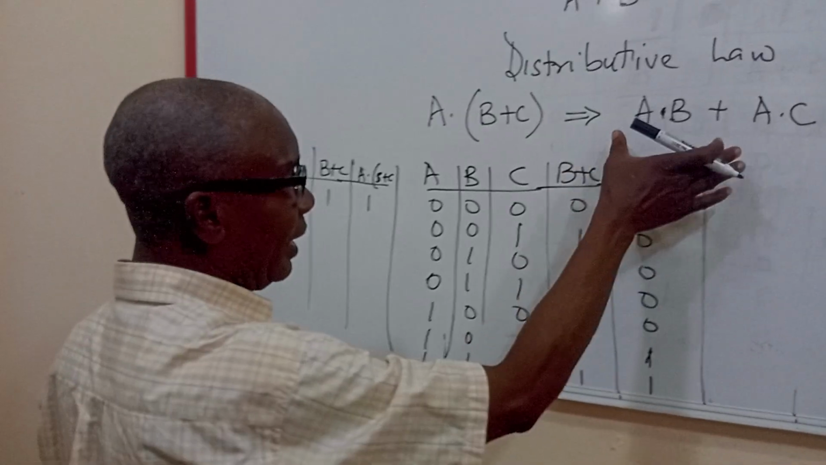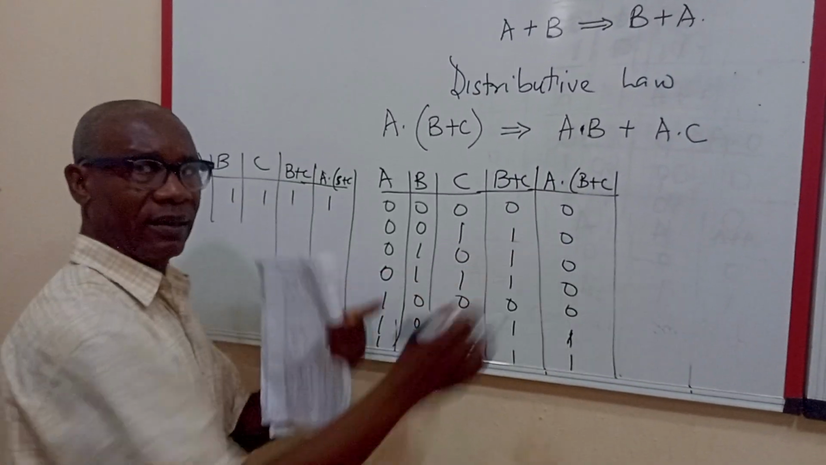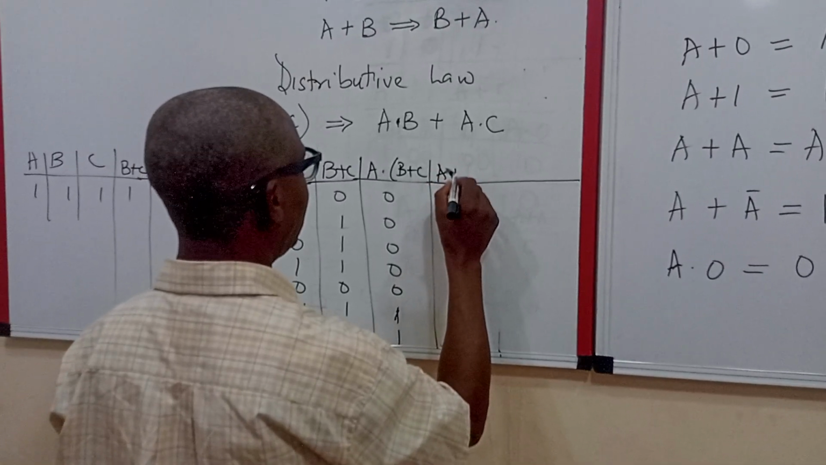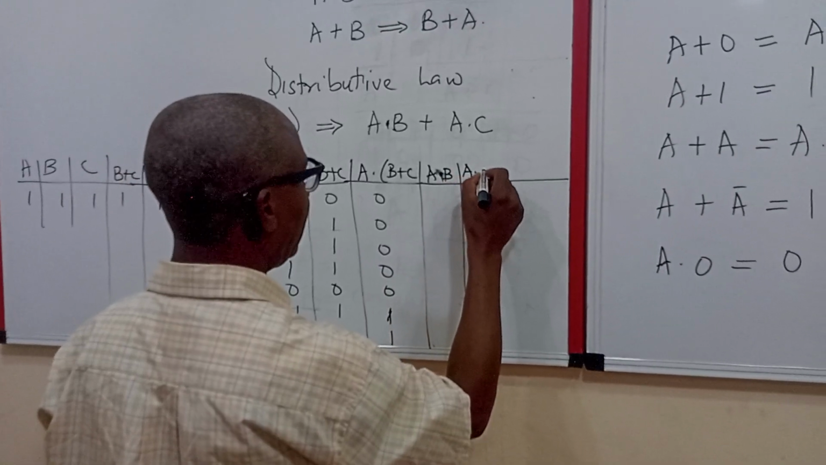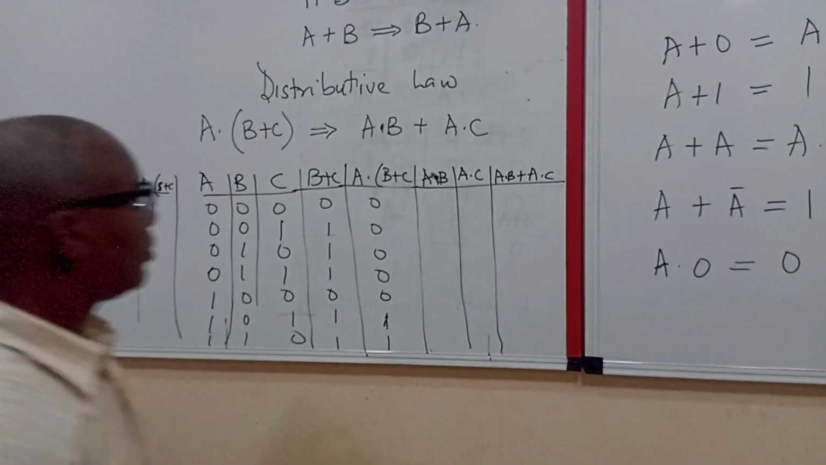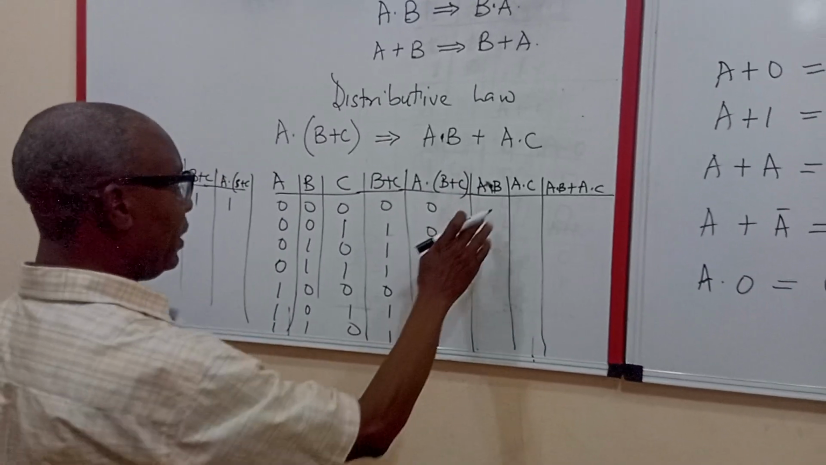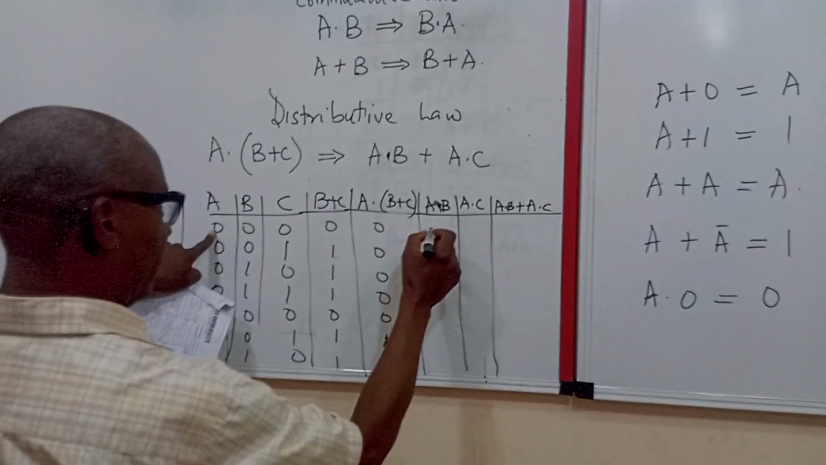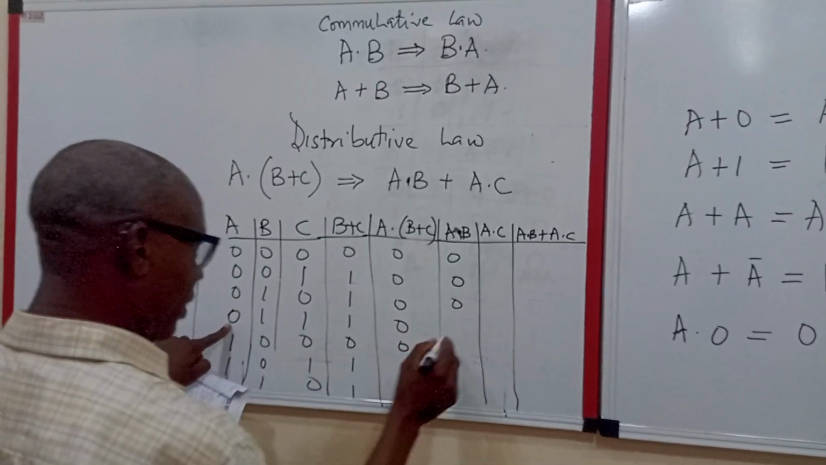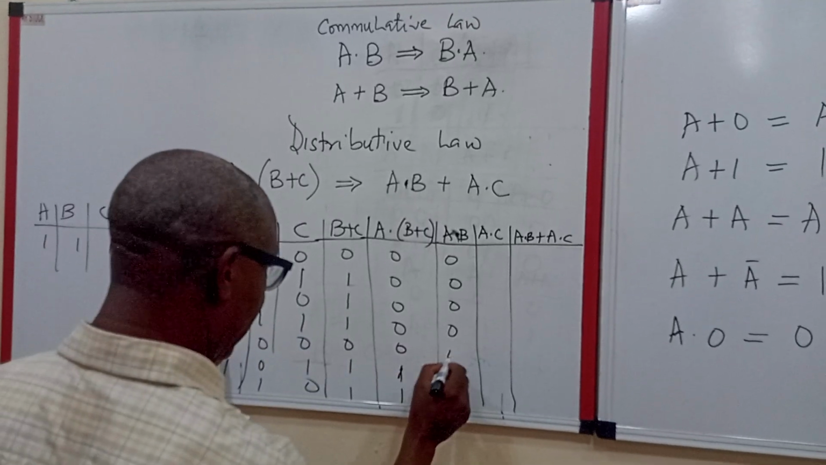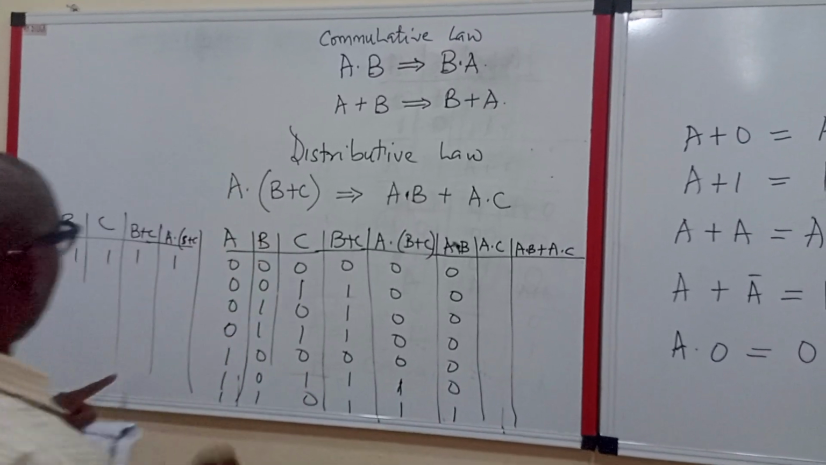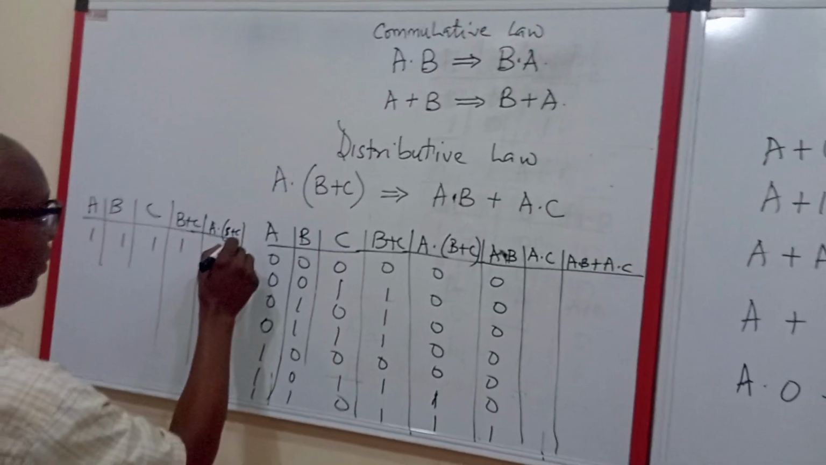So we want to do the right-hand side to see if we are going to get the same thing as the left-hand side. So we do A and B, then A and C, and then A dot B plus A dot C. So A and B, 0 and 0, we have 0. For the first six rows, A and B gives 0. Then A and B, we have 1, and A and B on this side will also have 1.